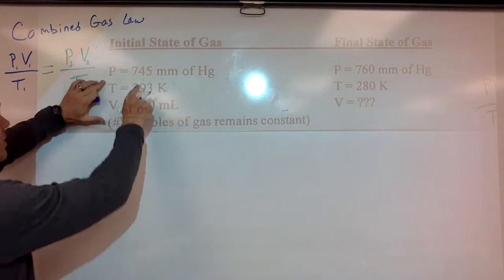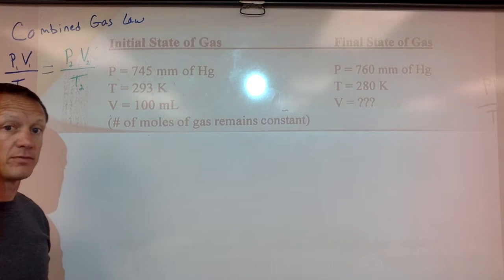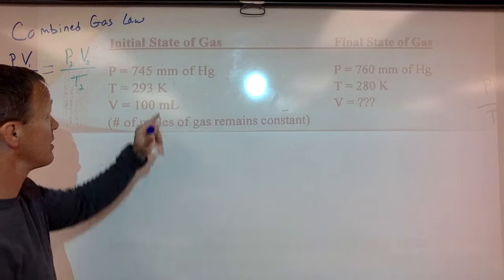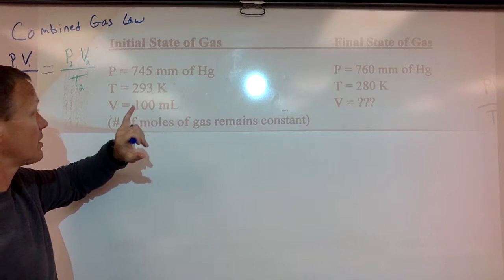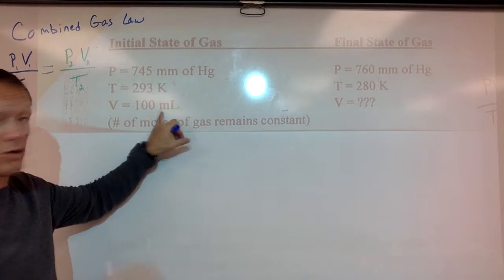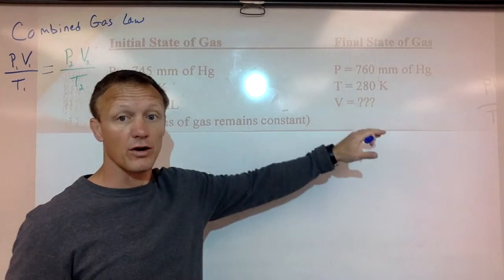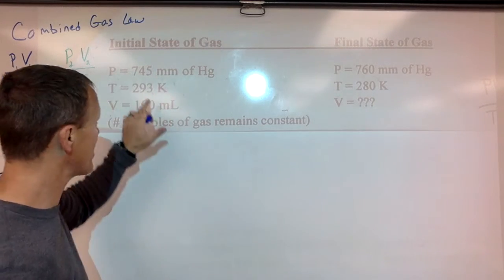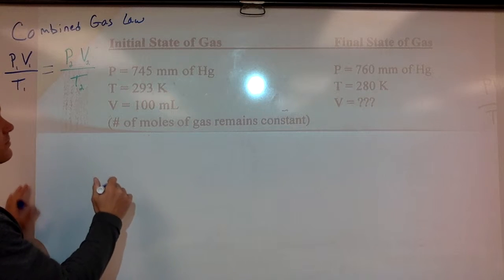So plug our numbers in here. It does not matter what units things are in except for temperature, which has to be in Kelvin. It doesn't matter if pressure's in millimeters of mercury, kilopascals, atmospheres. Doesn't matter what your volumes are, as long as it's the same on both sides. You can't put in milliliters here and liters over here. It's got to be the same on both sides. But temperature has to be in Kelvin. So remember, degrees Celsius plus 273 is Kelvin.